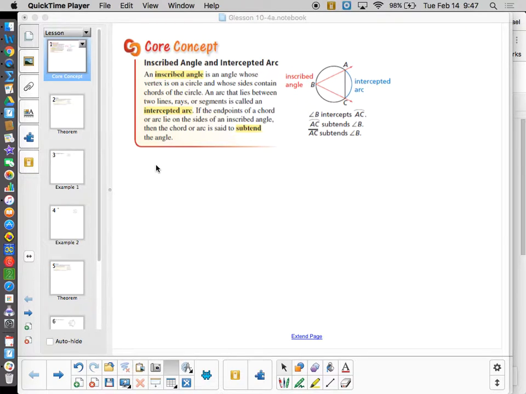Today we're going to discuss the idea of an inscribed angle and the measure of an inscribed angle and the corresponding measure of an intercepted arc. That's kind of our goal for this session.